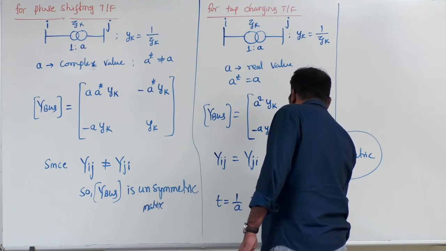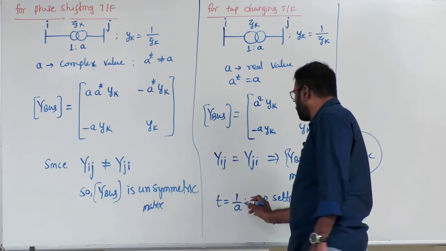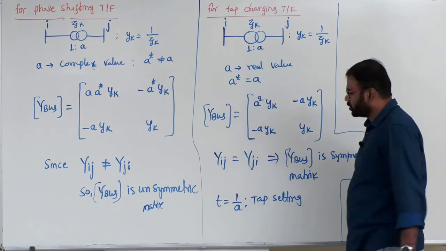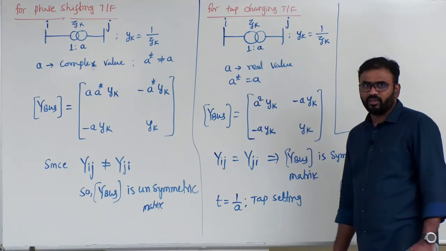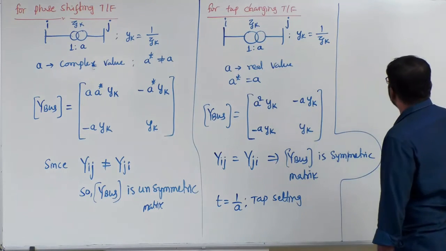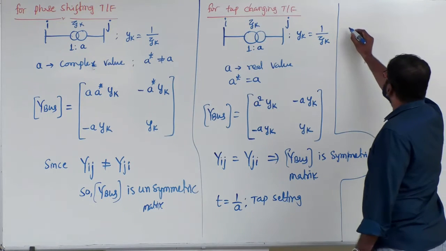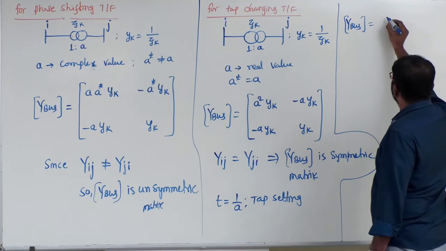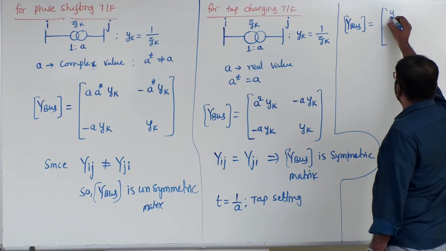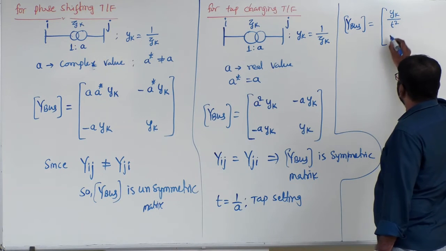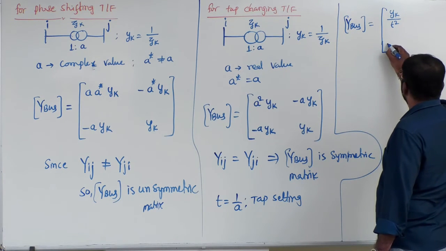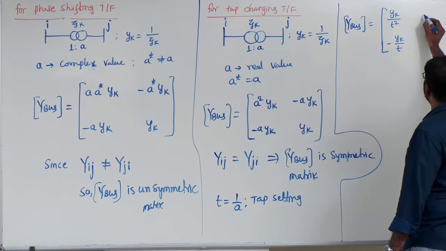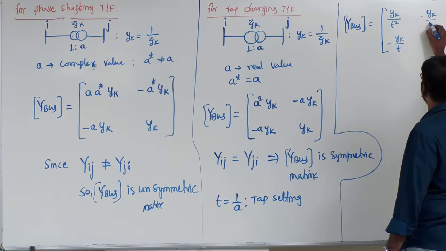Be careful, because in 99% of the problems the tap setting is given. So T is the tap setting, which I can write as 1 by A. If that is the case, have a look here. What is Y bus now? Yk by T square, minus Yk by T, minus Yk by T here also, and simply Yk here.